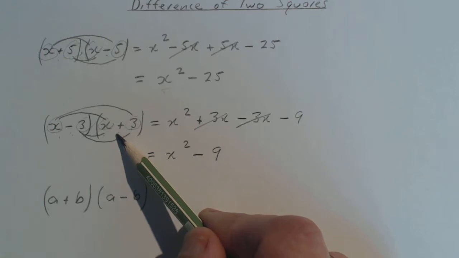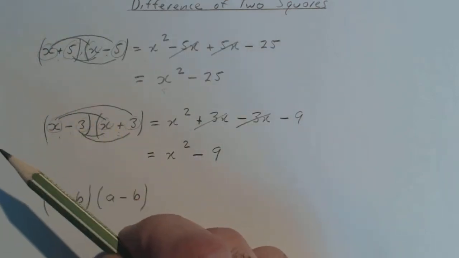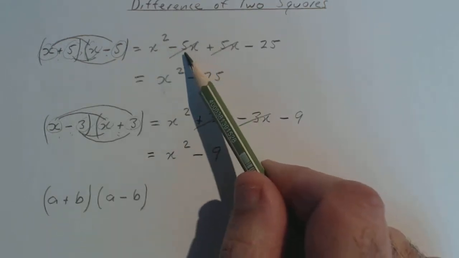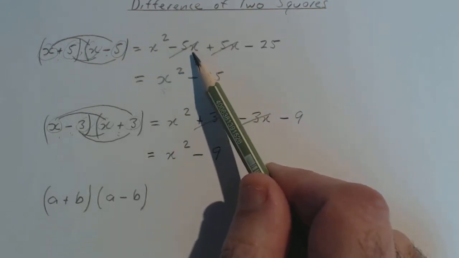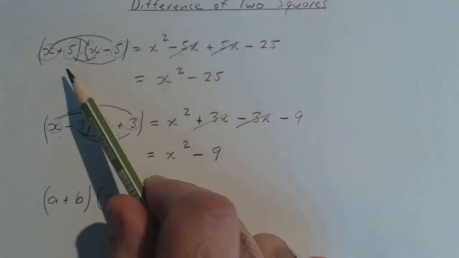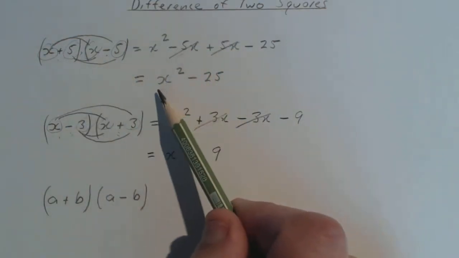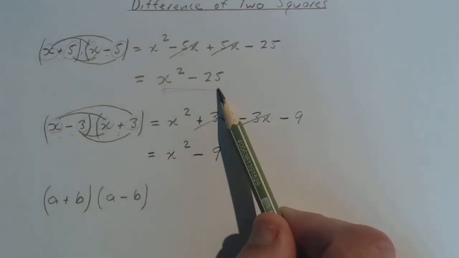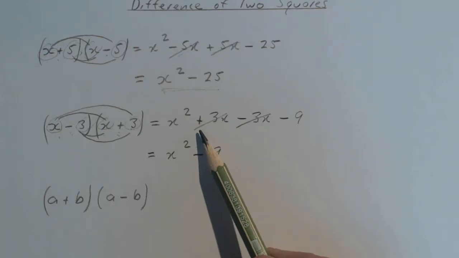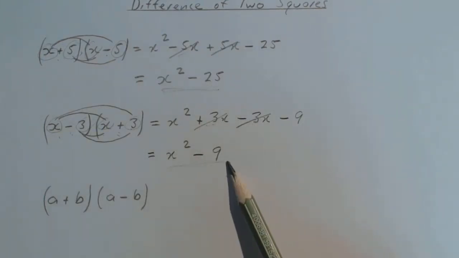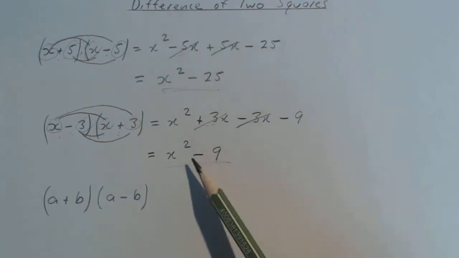Now when we have this situation, you will notice that the two middle terms will cancel. So the middle terms of the expansion always cancel in these circumstances, and we're left with two terms in our final result. Same thing here as well. The two middle terms here will cancel. We have two terms in our final result.